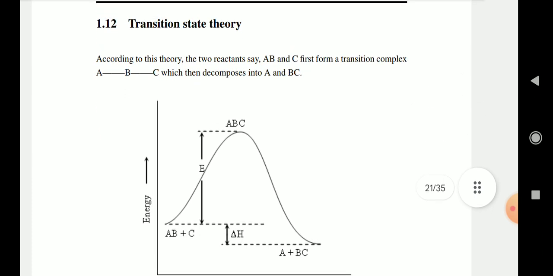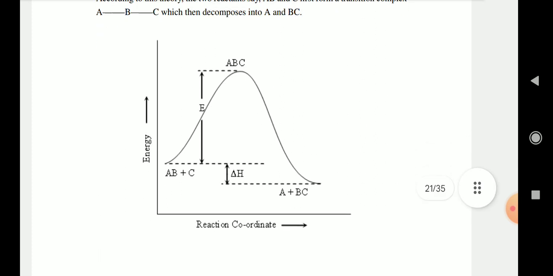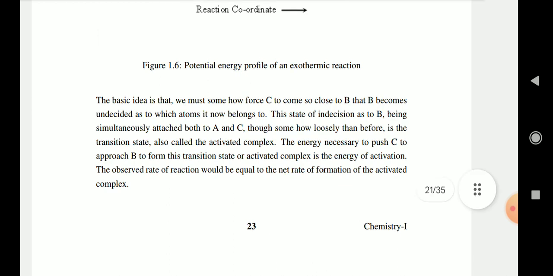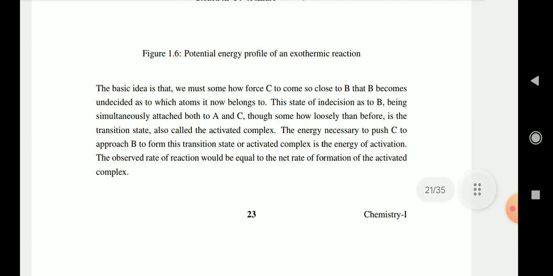Transition state theory. According to this theory, two reactants AB and C form a transition complex which decomposes into A and BC. The basic idea is that we must force C to come close to B, and B becomes undecided as to which atom it belongs to. This is a state of indecision, with B being simultaneously attached to both A and C. This is the transition state, also called the activated complex. The energy necessary to push C to approach B to form the transition state or activated complex is the activation energy. The observed rate of reaction would be equal to the net rate of formation of the activated complex.